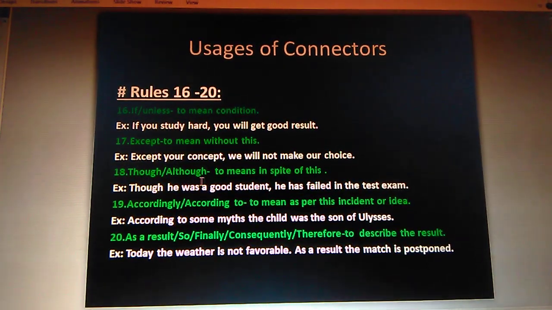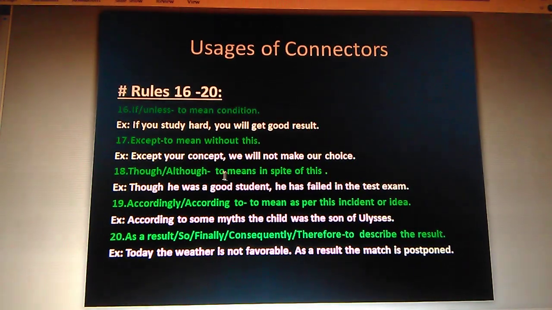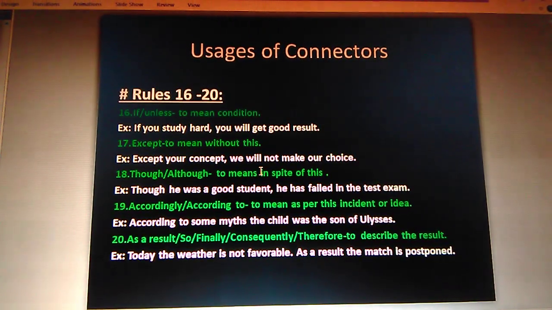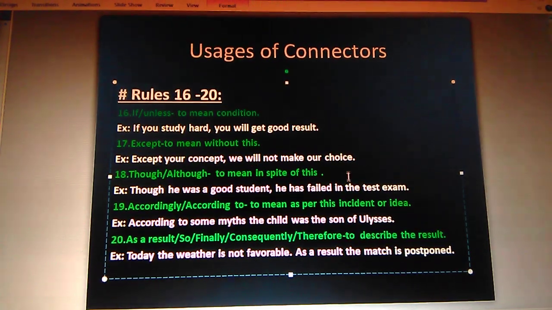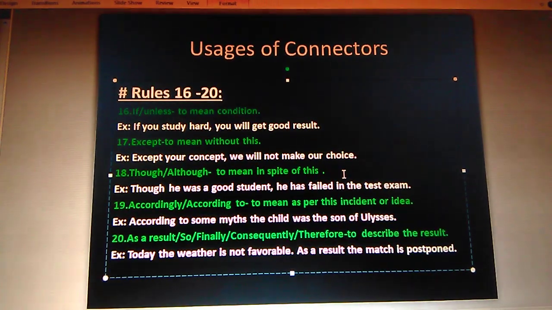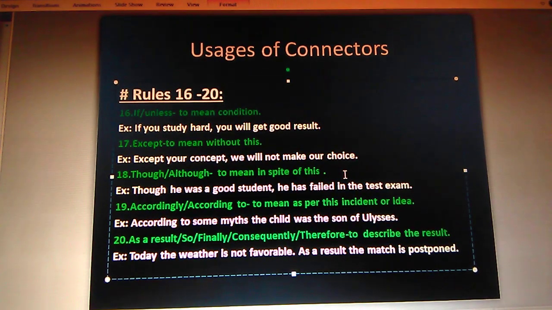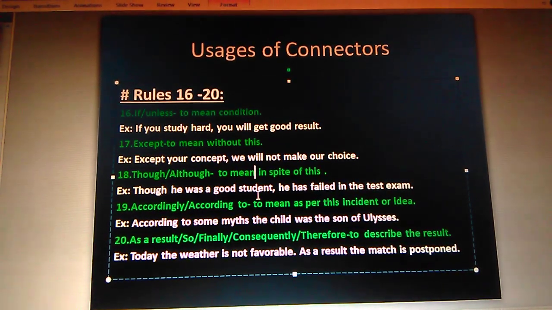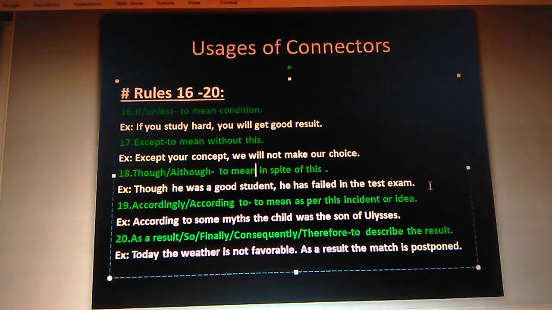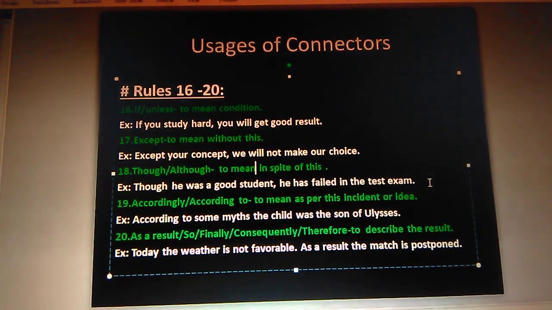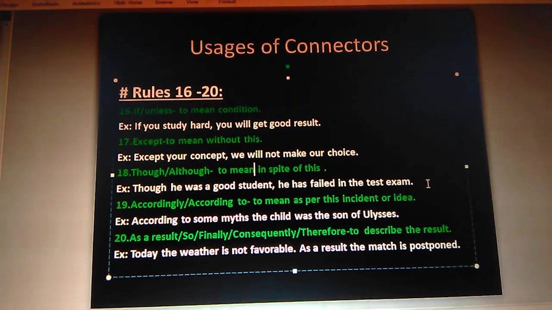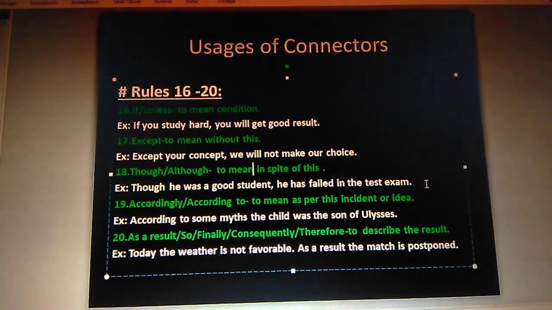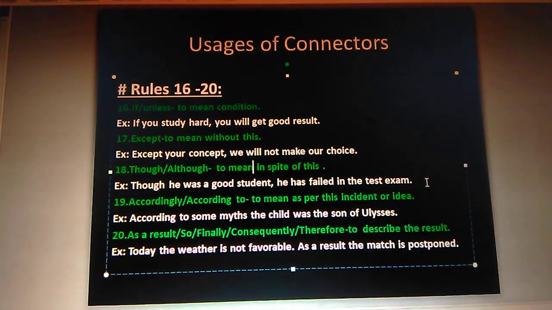Though, although: these connectors are used to mean in spite of this. Though he was a good student, he has failed in the test exam. So being a good student, he has failed. In spite of being a good student, he has failed. So if we get anything like this, then we have to use this connector.